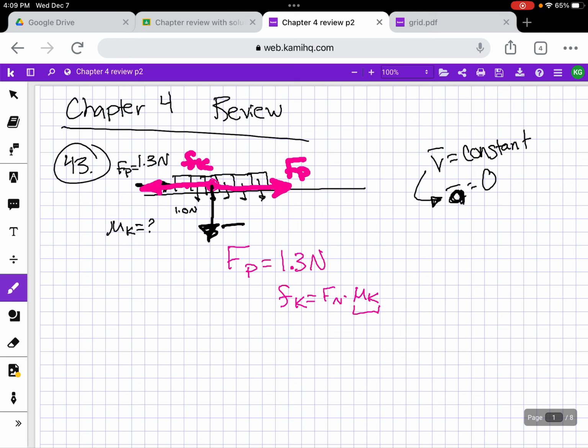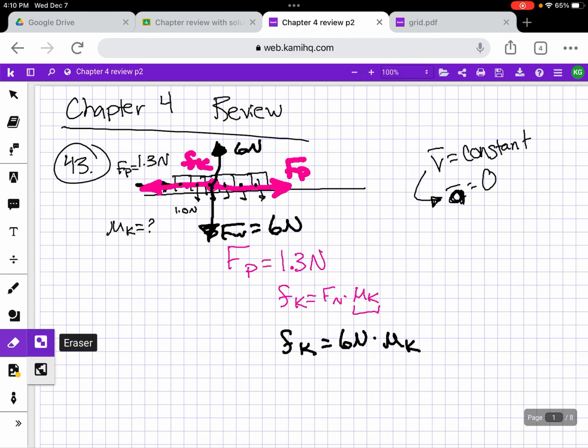We're going to have a force weight that acts down and a force normal that acts straight up. Force weight is going to be equal to 1, 2, 3, 4, 5, 6 newtons. So if you've got 6 newtons acting down, you must also have 6 newtons acting up for your force normal. So my kinetic friction is equal to 6 newtons times mu k.